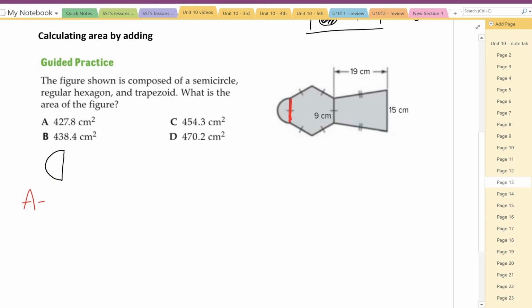The formula for finding the area of a circle is pi times the radius squared. I know the diameter is 9, and the radius is just half of the diameter. Since I need r for the formula, I have to figure out the radius. Half of 9 is 4.5. So now I can plug that into my formula: the area is equal to pi times 4.5 squared.